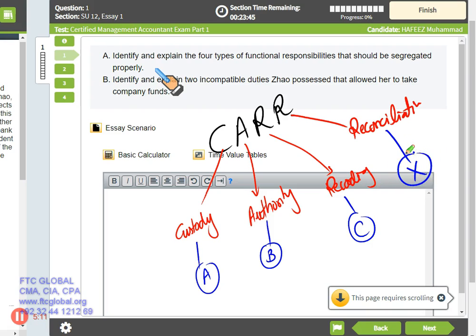So what was the case in the given scenario is that a person who was able to authorize a transaction was also able to record the transaction. So that's the reason he or she was able to manipulate. Authority and record keeping must be segregated. So the question requires identify and explain 4 types of functional responsibilities that could be segregated. That is custody, authorization, recording, and reconciliation.